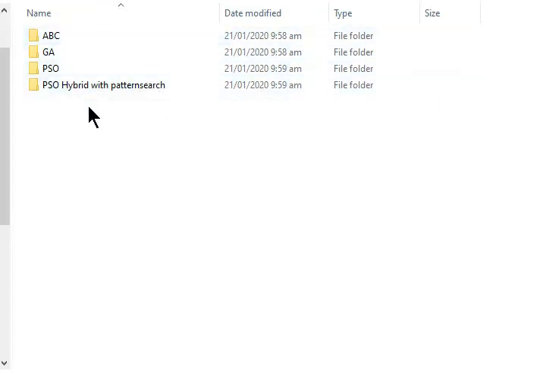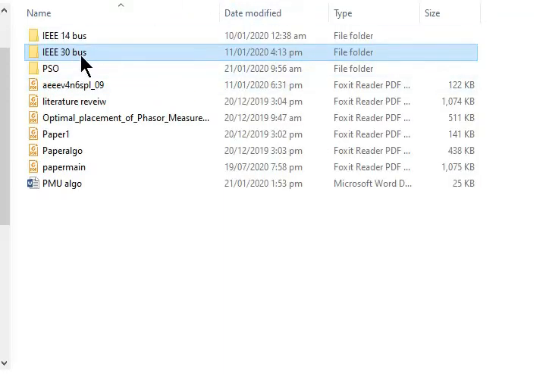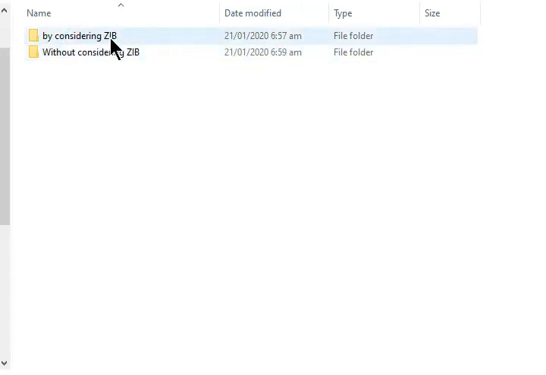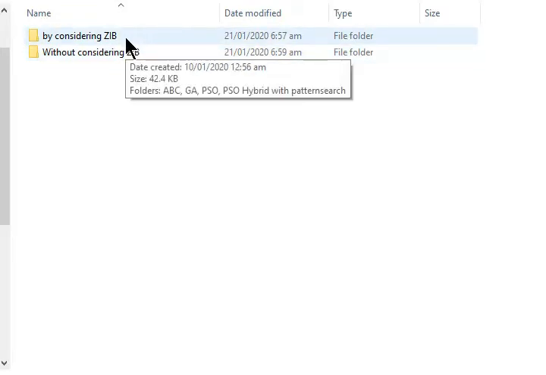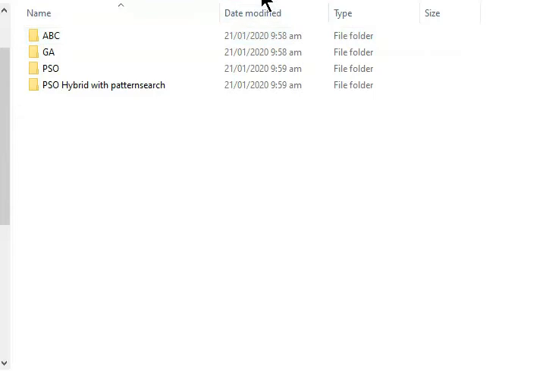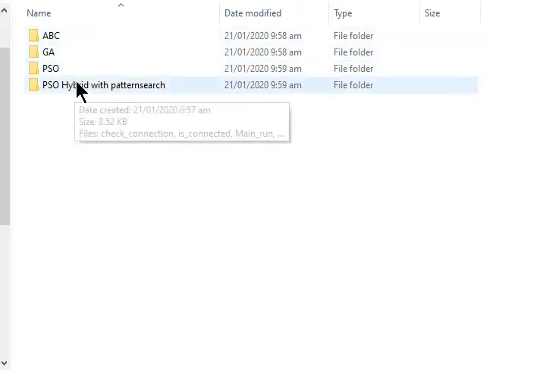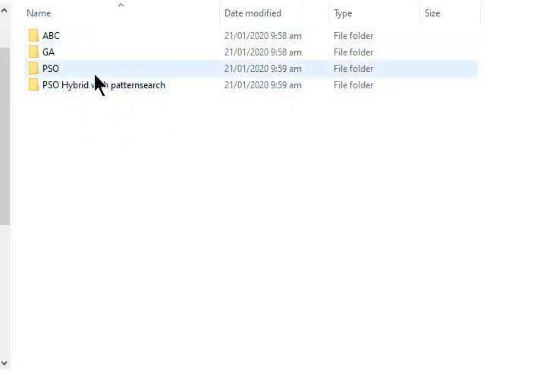So we have further 4 optimization techniques. This case study is actually a 30 bus system and a 14 bus system, and in each there are 2 further case studies: considering the zero injection buses and without considering the zero injection buses. For each case study, for each bus system, there are 4 optimization techniques: the ABC, the GA, the PSO, and the hybrid technique.